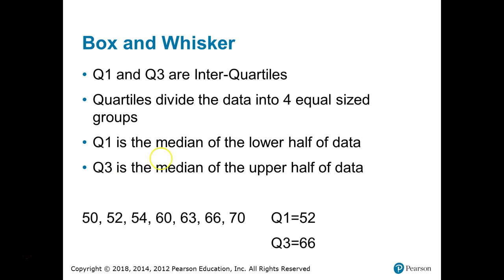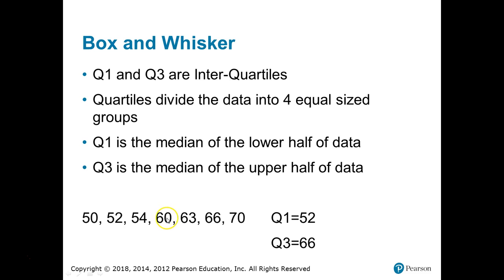So I just gave you a real quick example. We have 1, 2, 3, 4, 5, 6, 7 data points. So the overall median would be 60. You have 3 that are below, 3 that are above. Q1 is going to be the median of the lower half of the data. So the lower half of the data would be 50, 52, 54. That would be 3 data points. So the median of the lower half, Q1, would be 52.